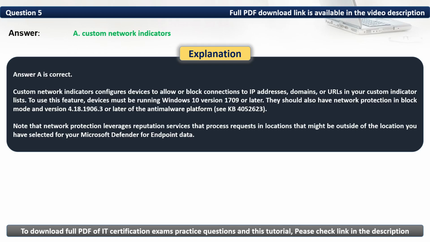To use this feature, devices must be running Windows 10 version 1709 or later. They should also have network protection in block mode and version 4.18.1906.3 or later of the anti-malware platform. Note that network protection leverages reputation services that process requests in locations that might be outside of the location you have selected for your Microsoft Defender for Endpoint data.